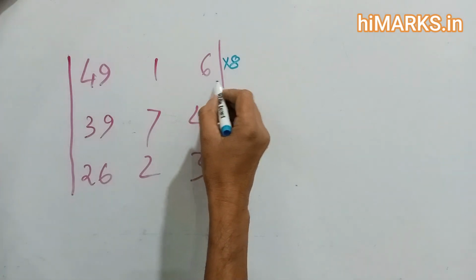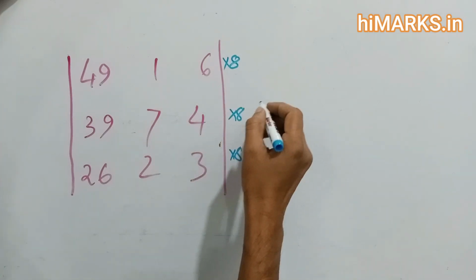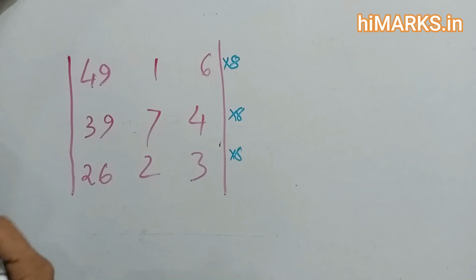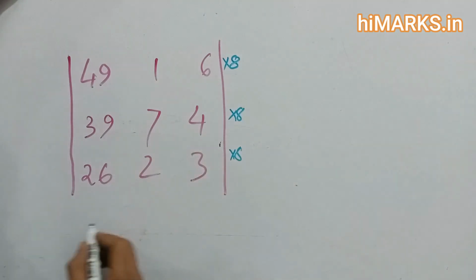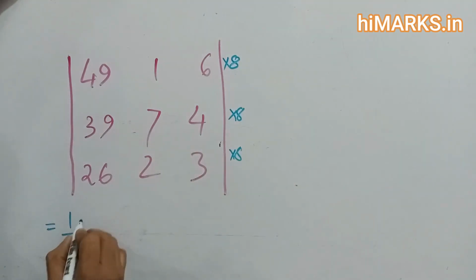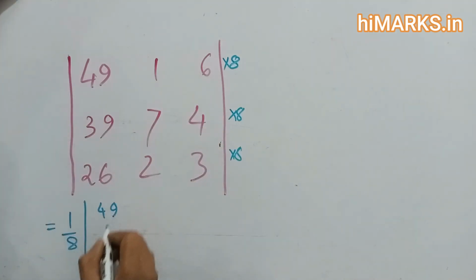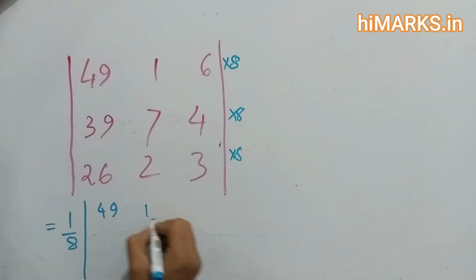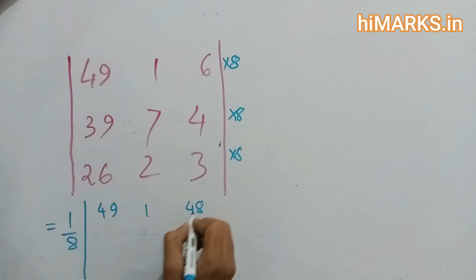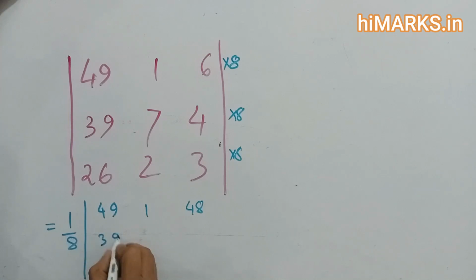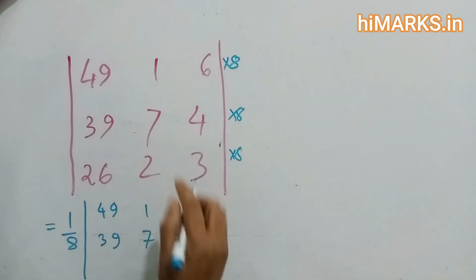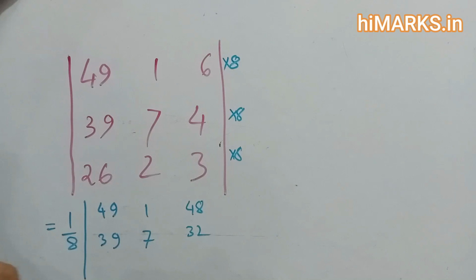So what do we have to write? You are multiplying with 8, correct? So your writing should still have 1 by 8, because you are introducing an 8 here. So 49, 1 and 48; 39, 7, 8 for the 32; 26, 2, 8 for the 24.